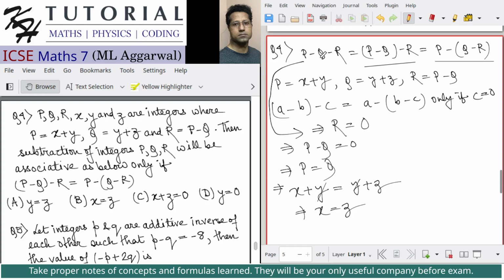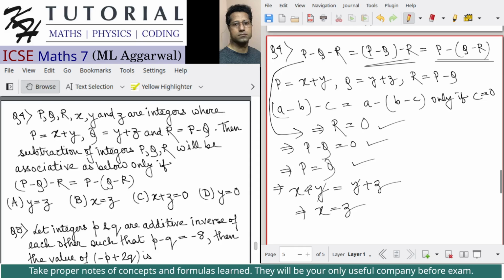That is, (p minus q) minus r will be equal to p minus (q minus r). Initially the condition was that a minus b minus c is equal to a minus b minus c only when c is equal to 0. So in the case of p, q, r, we know that r has to be 0. So r is p minus q, which means that p minus q is 0, so p is equal to q.